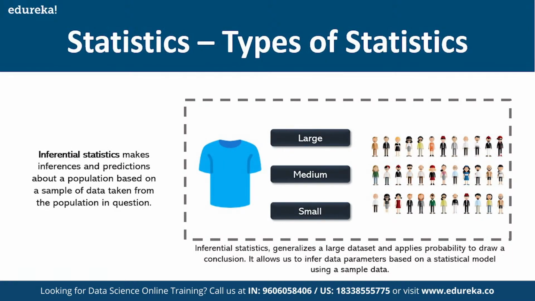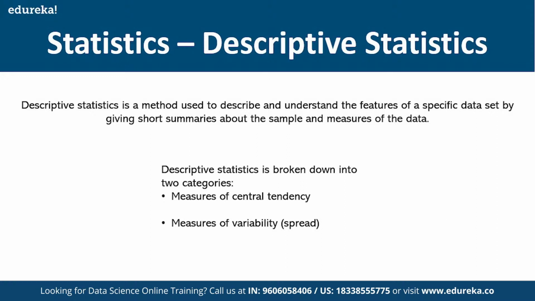Similarly, inferential statistics is more about making predictions about your population based on the sample. Now, what is descriptive statistics? Again, if you see, it's broken into two categories. One is measures of central tendency, another is measures of variability.